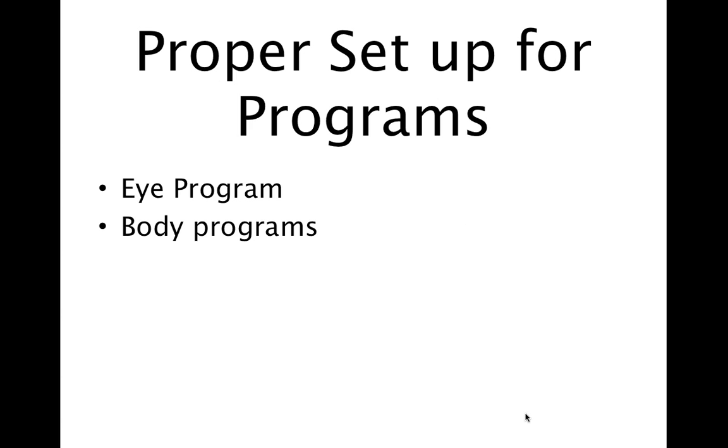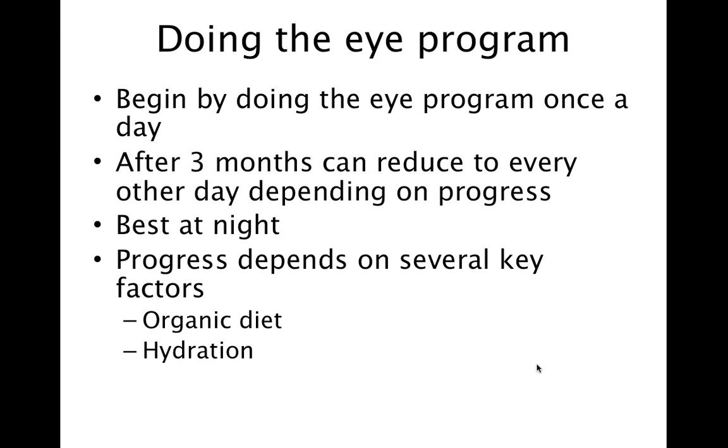So we have the eye program and the body program. And as I mentioned, for the eye program, a glove goes on the front part of the eye and back of the neck. The body programs can be done in different ways. Now, in terms of doing the eye program, we like you to start by doing the eye program once a day. And after 3 months, this can be reduced to every other day or night, depending on the progress.